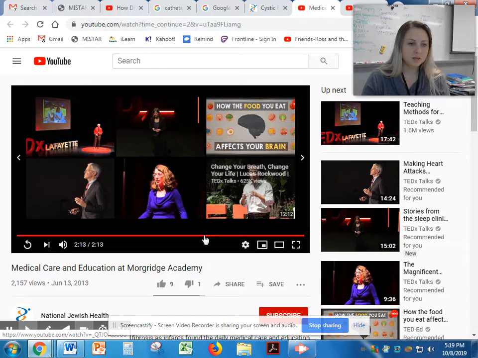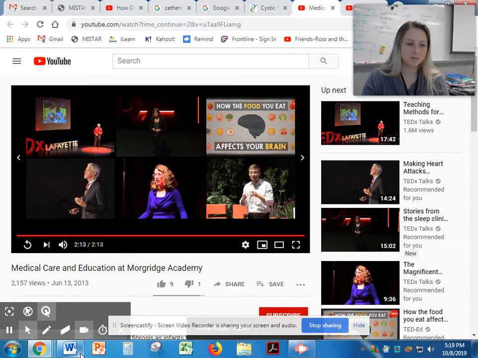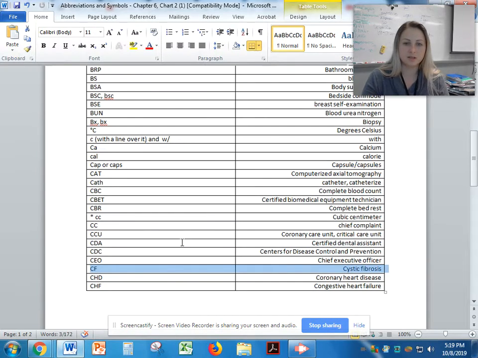Okay. So cystic fibrosis, unfortunately, is kind of a death sentence, and it's a genetic thing. And there's actually now gene therapy for cystic fibrosis, which is a great thing.